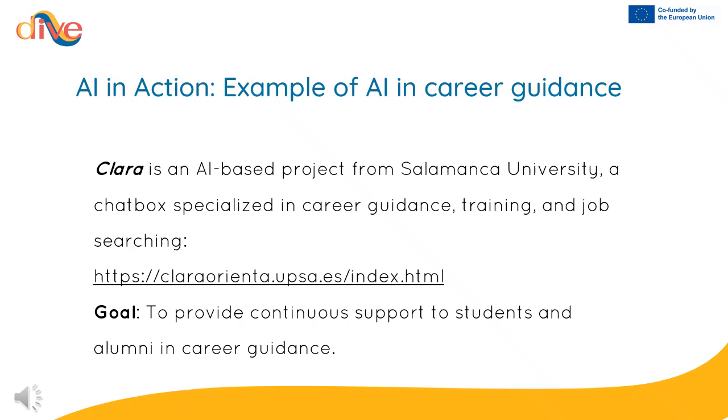Let's see an example of AI for the academic field. The University of Salamanca has launched a pioneering project based on artificial intelligence, AI, with a clear objective, to revolutionize career guidance and professional development. This project seeks to integrate AI into the academic field to improve efficiency and automate processes, complementing in-person attention. Offer continuous support to students and alumni at every stage of their career. Create an interactive platform specialized in career guidance, training, and job searching.